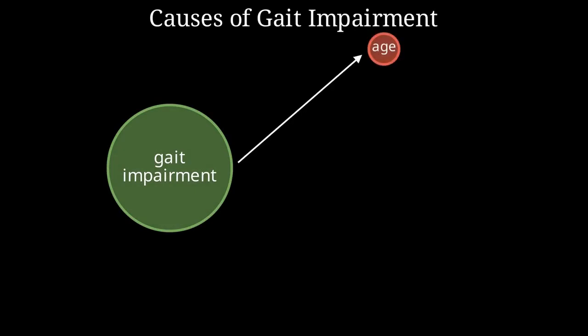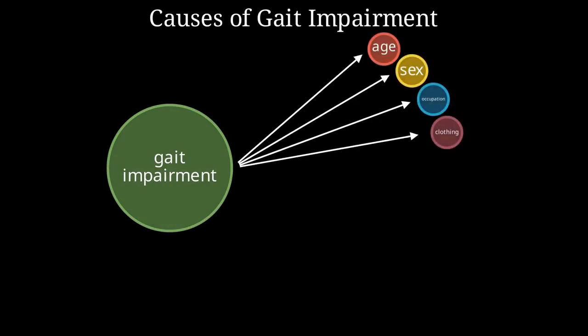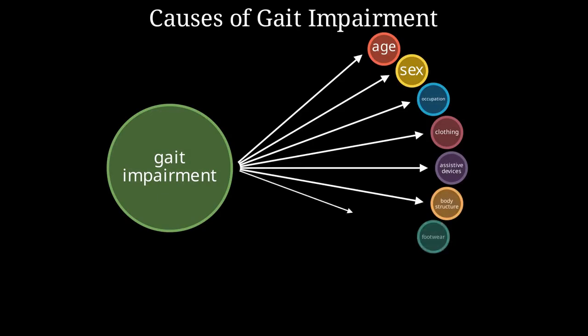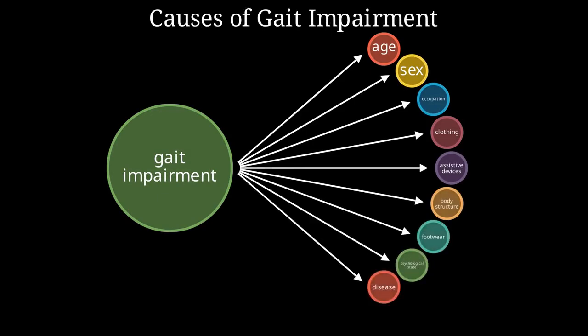Gait can be impaired by various factors, including age, sex, occupation, clothing, assistive devices, body structure, footwear, psychological state, and disease. Each factor can alter walking patterns in unique ways.